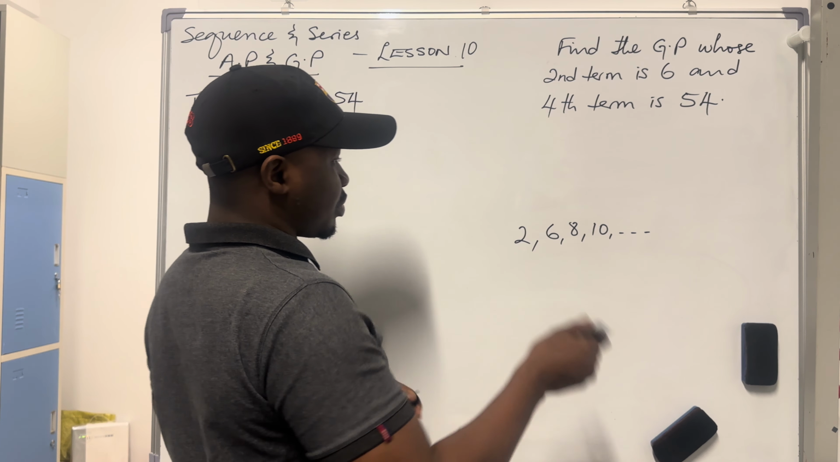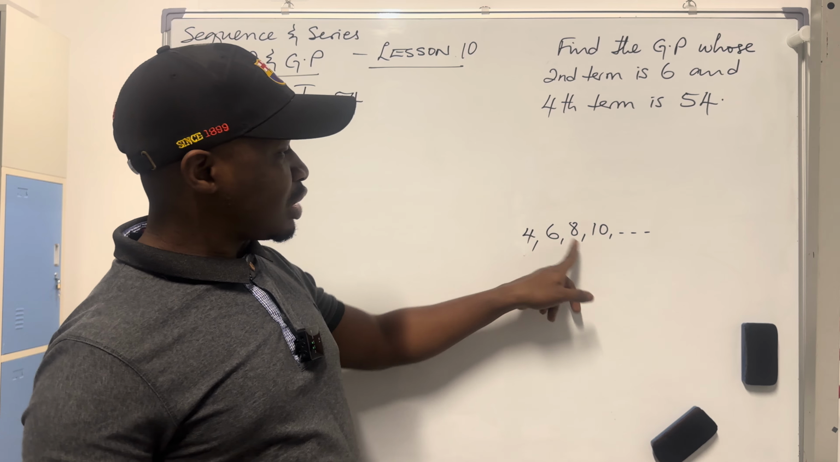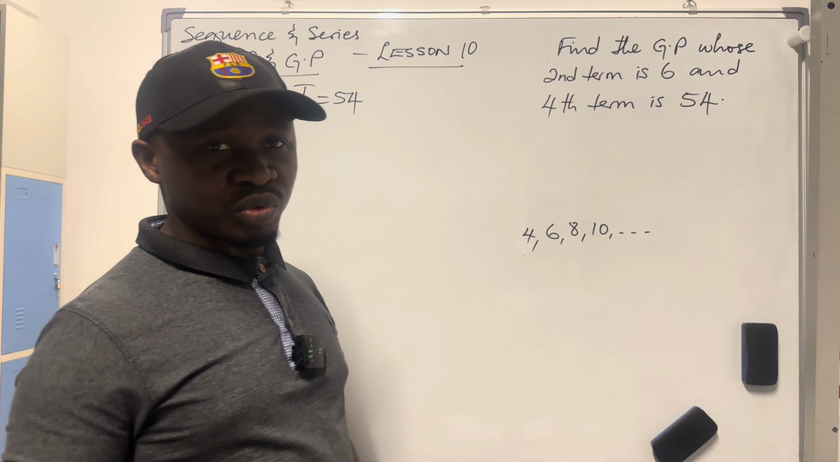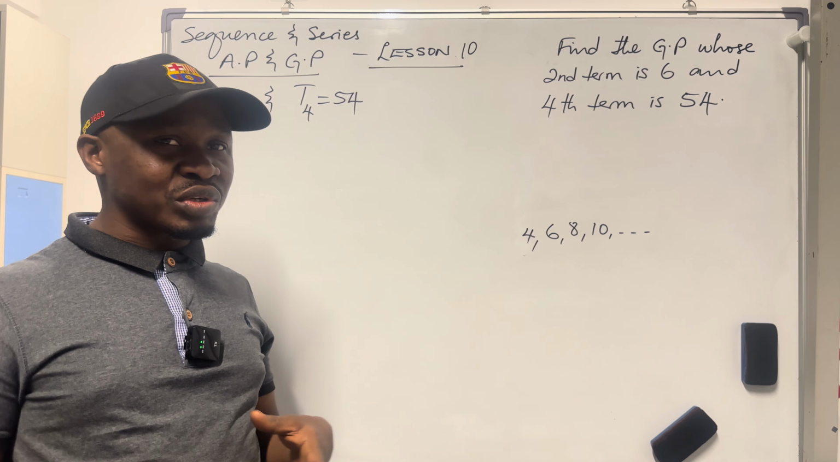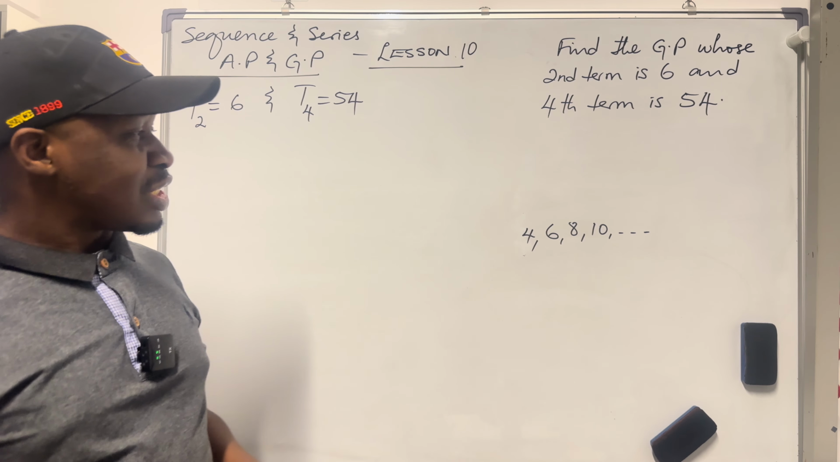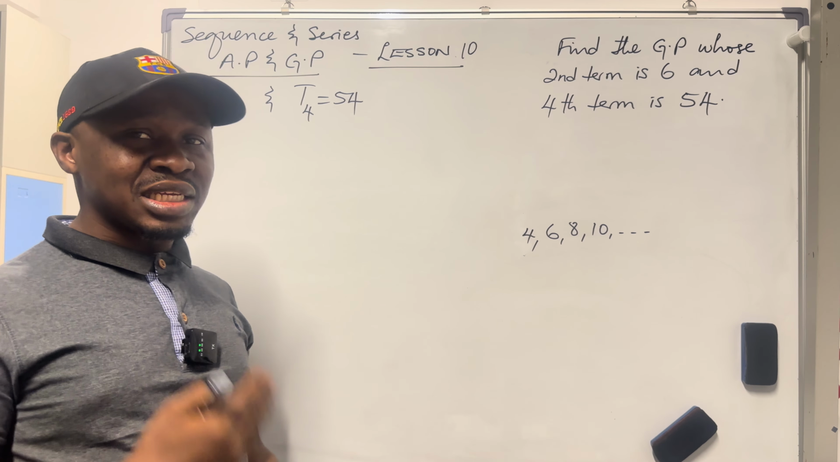Now 6 minus 4 is 2, 8 minus 6 is 2, 10 minus 8 is 2. So we have a common difference. So this one is an AP. If the question says find the AP, it means you need first term, second term, third term, and so on. But you need at least 3 terms.